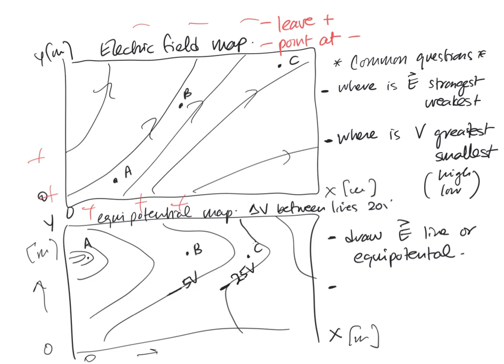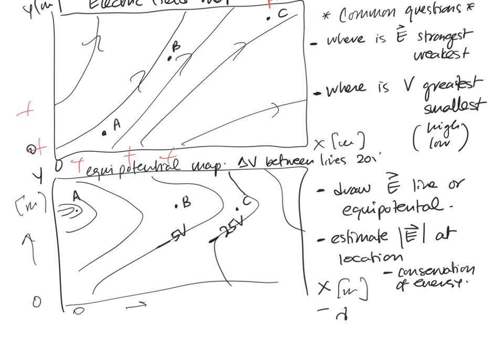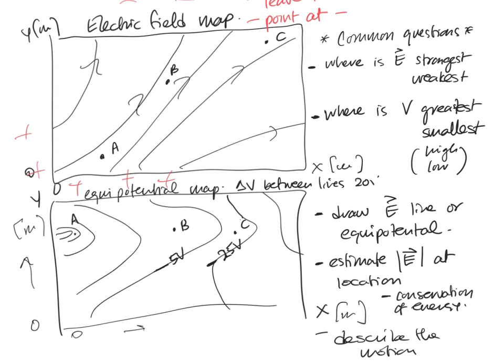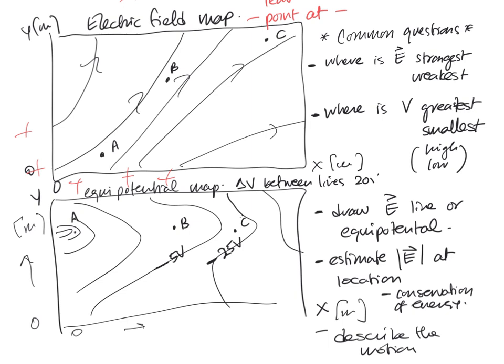They could ask you to estimate field strength at a given location. Or they could ask you for some sort of conservation of energy question, like find the speed of something if it's released in one place and ends up in another place. Or describe the motion of something. So these are the kinds of questions they're going to ask you. The ones I want to talk about here specifically are, well, I guess maybe all of them.